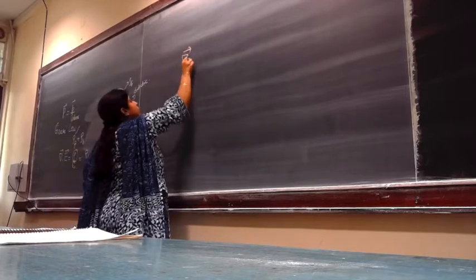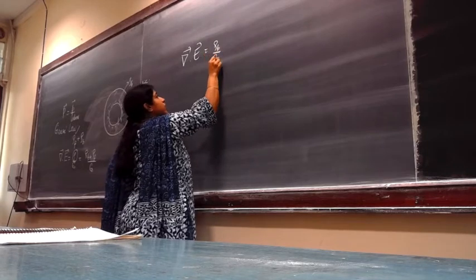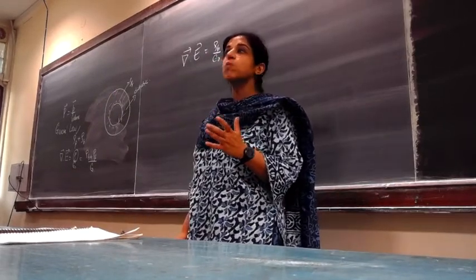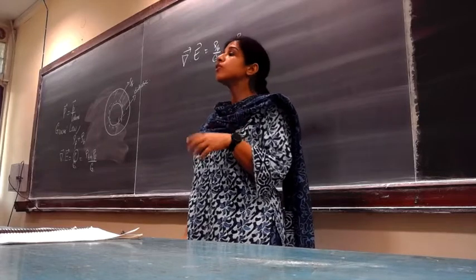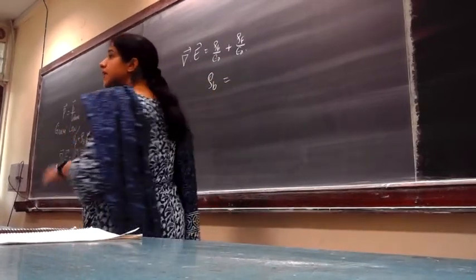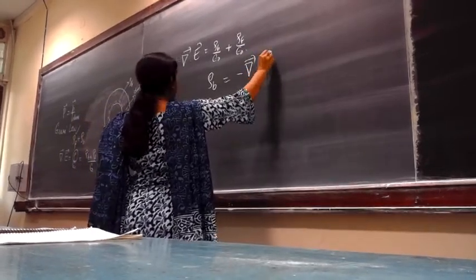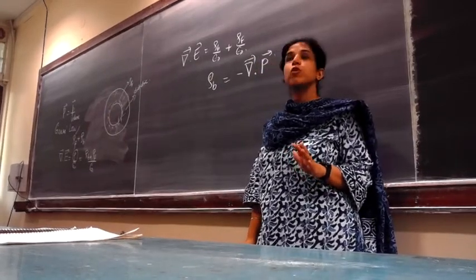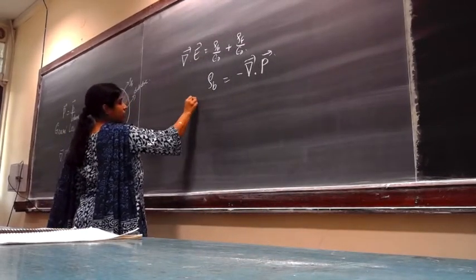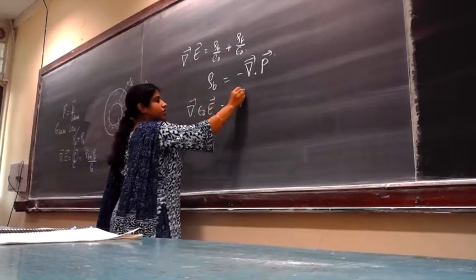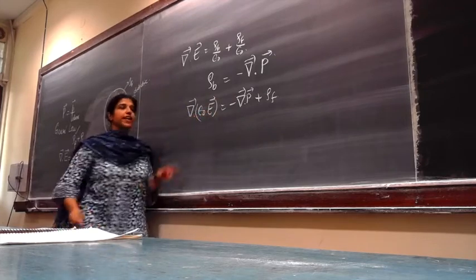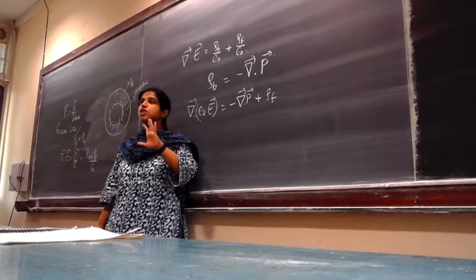So let me rewrite it here. But then, if you remember when we were talking about the physical interpretation of bound volume charge density and bound surface charge density, in the last class we saw that I can write rho b as nothing but minus del dot P, where P is my polarization vector, dipole moment per unit volume. I substitute it here, but before I substitute it, I take the epsilon naught on the other side. So now my equation reads del dot epsilon naught times E equal to minus del dot P plus rho f. I've just substituted for rho b.